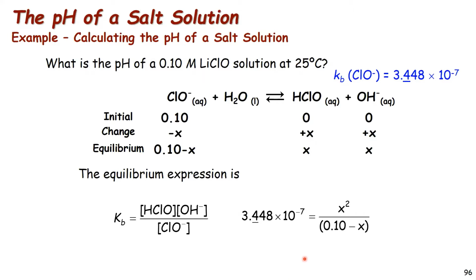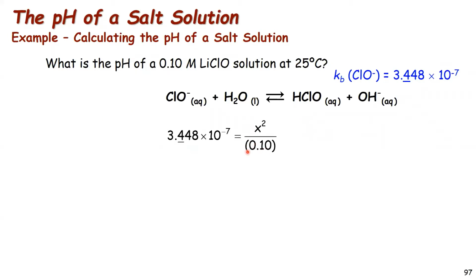Again, I'd really rather not have to use the quadratic formula to solve this. So we're going to take our assumption where we take the initial concentration divided by the Kb, and if that ratio is greater than 100, which it is, 2.5 times 10 to the 5th, that means we're going to be able to ignore this minus x term and just solve it by taking the square root.